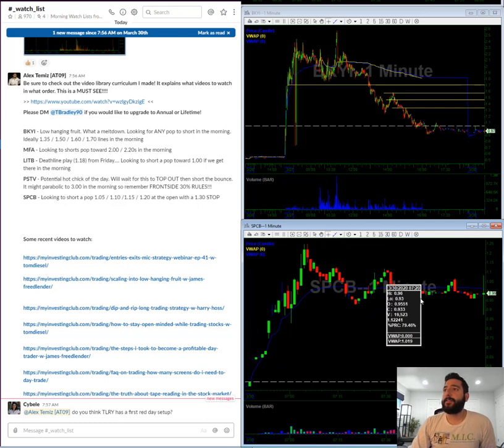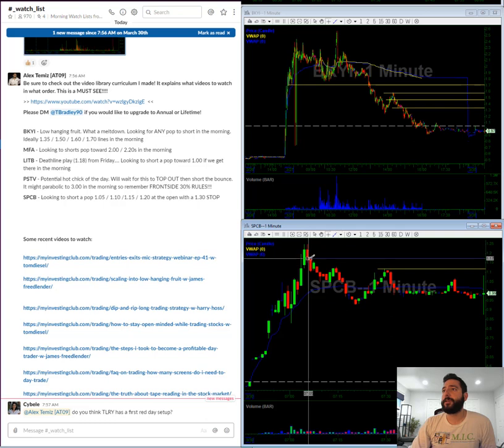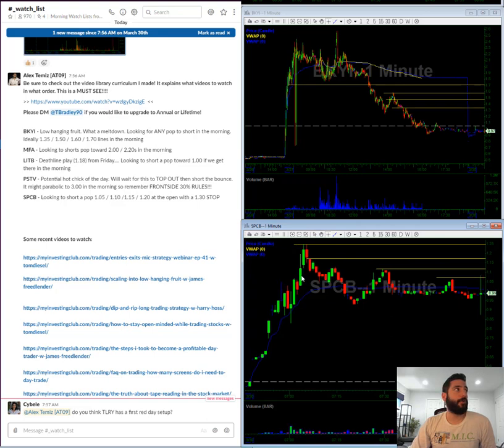SPCB, this is already downtrending, so I'm looking for a pop towards 1.05, which is right here. So looking for a pop towards these levels in the morning. Notice I'm just drawing my lines, keeping it very, very simple. If it pops to each of my levels, I will attack.